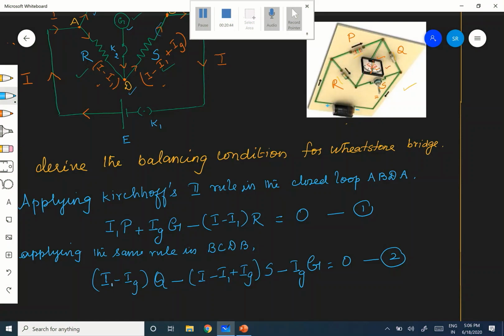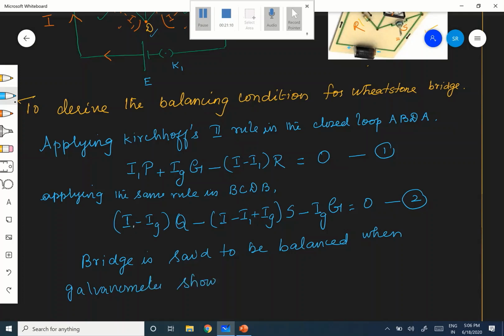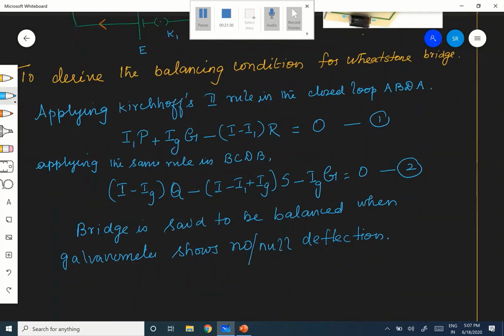Okay, right? Now, when is the bridge said to be balanced? What is the condition? Bridge is said to be balanced when the galvanometer shows no deflection, or it is called null deflection. No deflection means zero; it has to stay at zero. Therefore, the bridge is said to be balanced when the galvanometer shows zero deflection. That is, IG should be equal to 0.